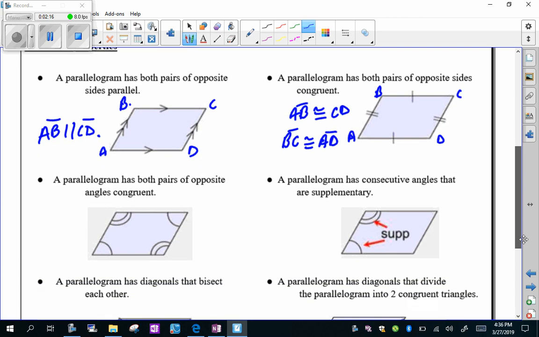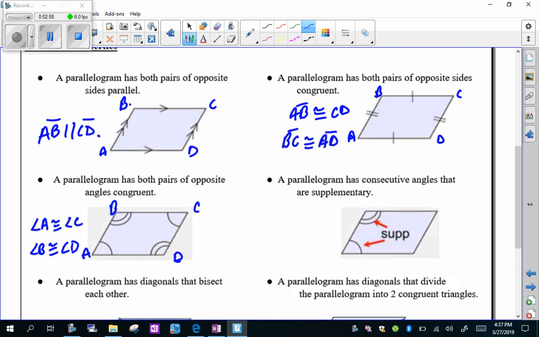Now, a parallelogram has both pairs of opposite angles congruent. All right, so once again, angle A is congruent to angle C. And angle B is congruent to angle D. All right, these are all very, very important parts of the parallelogram that are going to come into play, especially when we start talking about your favorite word, proofs.